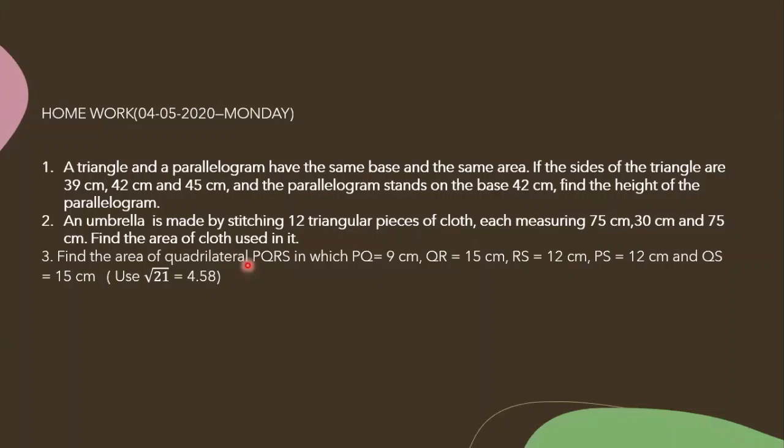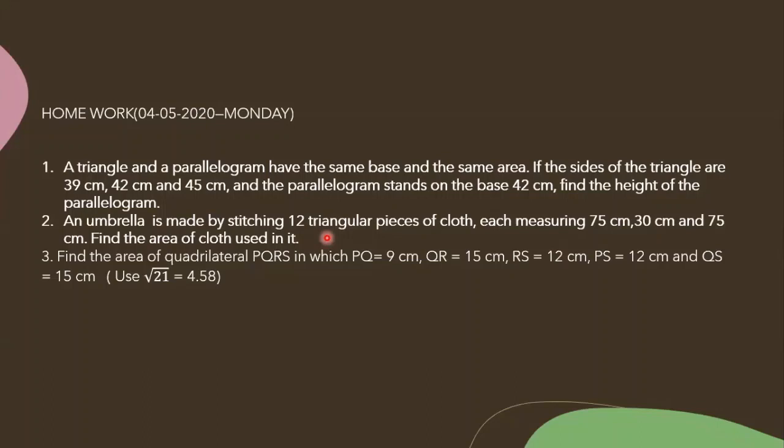Only a small difference from the textbook question. In the textbook question they asked how much cloth of each color. I did not ask about the colors. The entire umbrella is completely made of 12 triangular pieces of the same color. Am I clear, children? So first find the area of one triangle, and if you multiply it by 12, you get the area of cloth used to make this umbrella. Am I clear? Yes, ma'am.